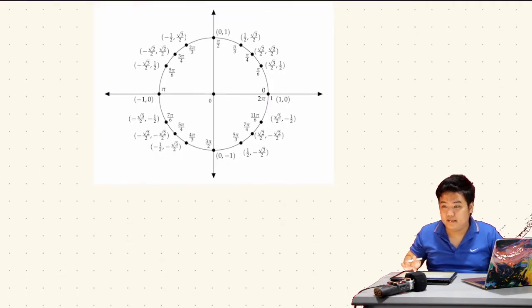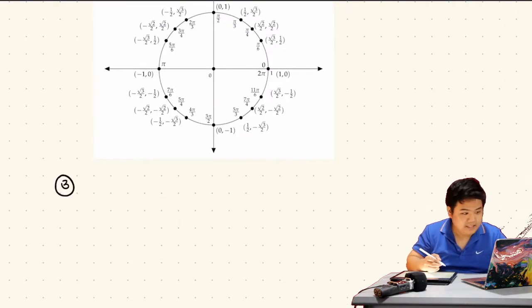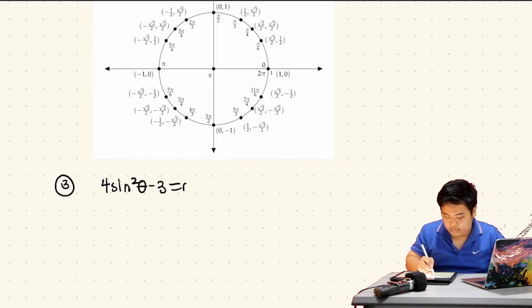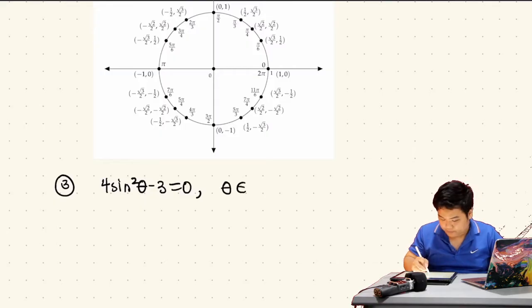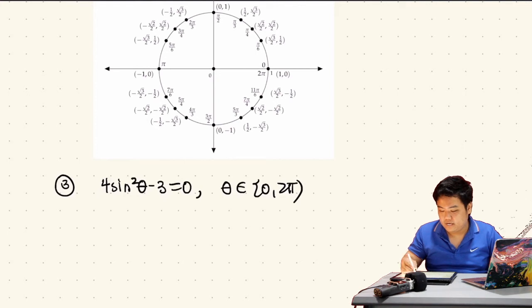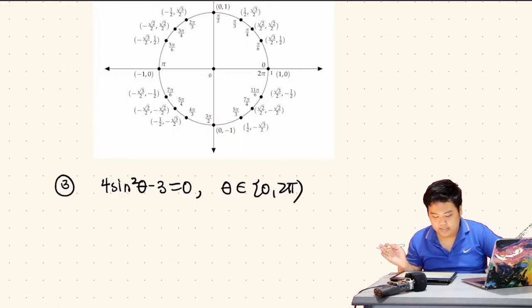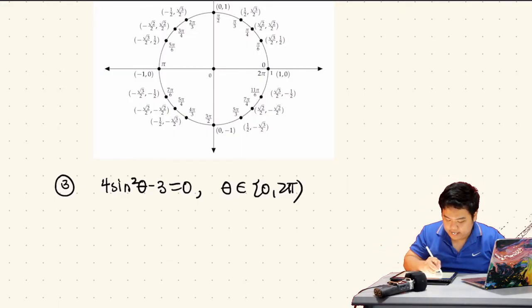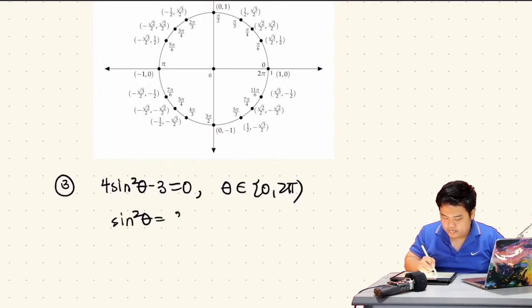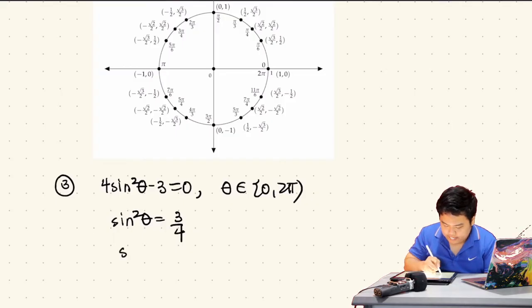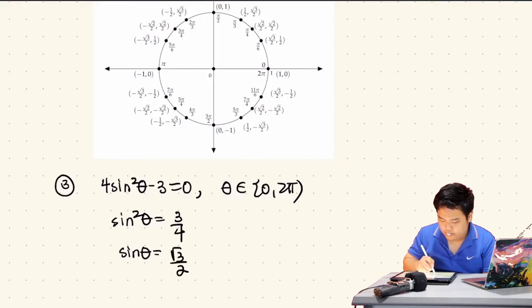Okay. So, example number 3. So, 4 sine squared theta minus 3 equals 0, where yung theta mo, ni-restrict mo sa 0 to 2 pi. So, hindi kasali si 2 pi. So, hanggang mga less than 2 pi lang. Okay, 0 to less than 2 pi. So, ganun lang yung gagawin natin. We solve for sine theta. So, this is sine squared theta is 3/4. So, sine theta is either, take the square root of both sides, you get square root of 3 over 2, or sine theta is equal to negative square root of 3 over 2.